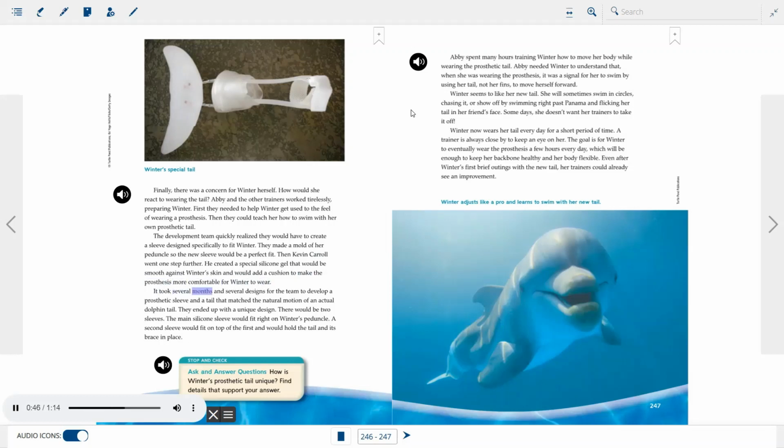It took several months and several designs for the team to develop a prosthetic sleeve and a tail that matched the natural motion of an actual dolphin tail. They ended up with a unique design. There would be two sleeves. The main silicone sleeve would fit right on Winter's peduncle. A second sleeve would fit on top of the first and would hold the tail and its brace in place. Winter's special tail.